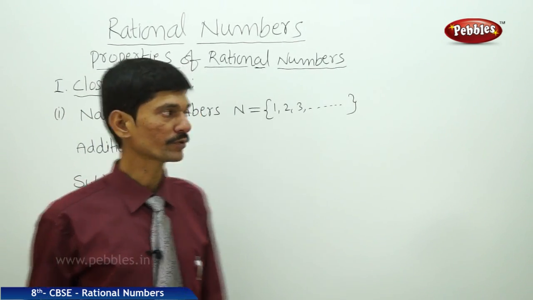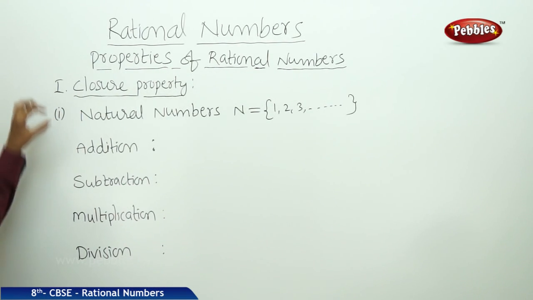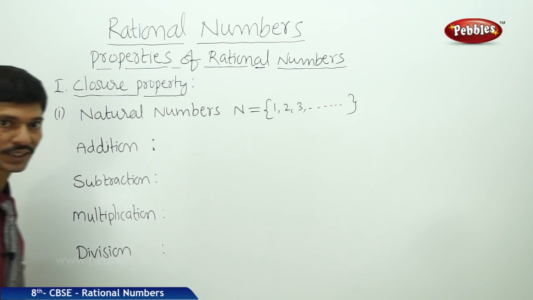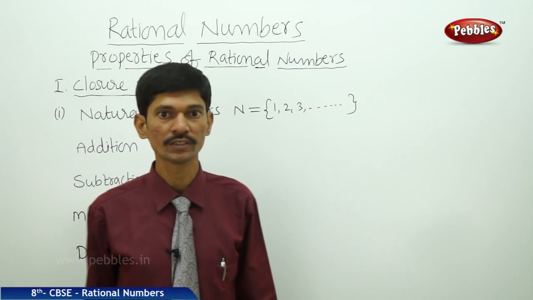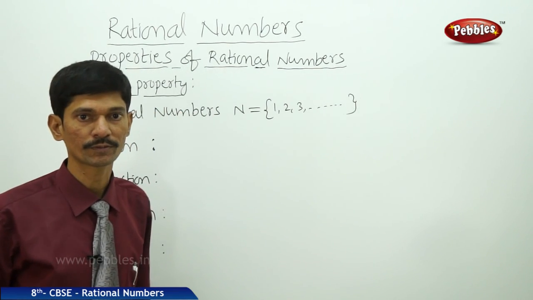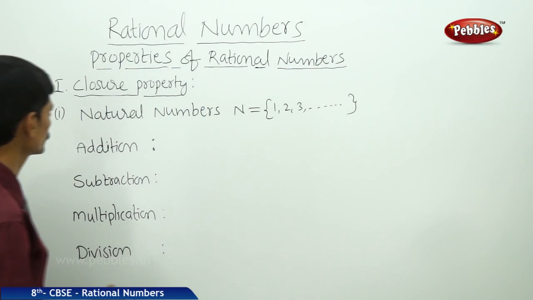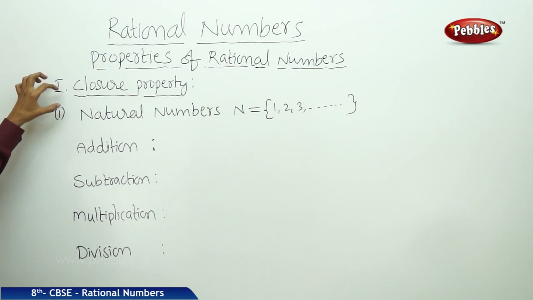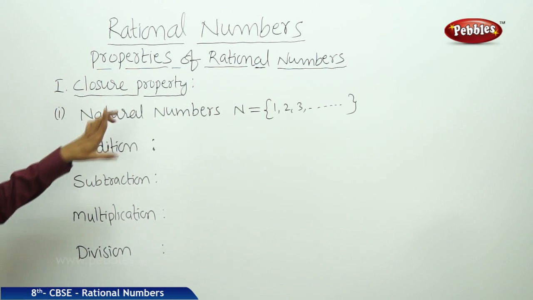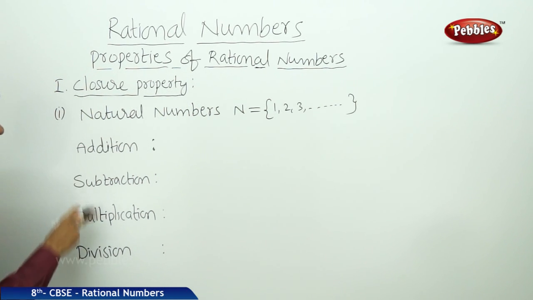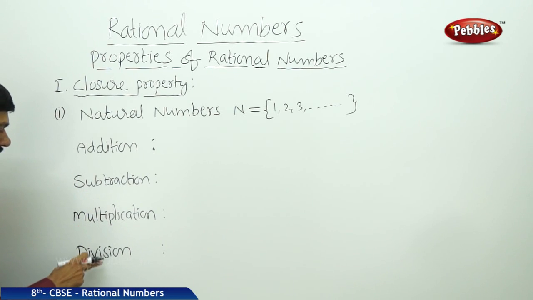Now let us discuss the properties of rational numbers. The first property is the closure property, the second is the commutative property, the third is the associative property and the next one is the distributive property. Let us discuss the first one, the closure property, and this we will discuss in natural numbers under these 4 binary operations: addition, subtraction, multiplication and division.